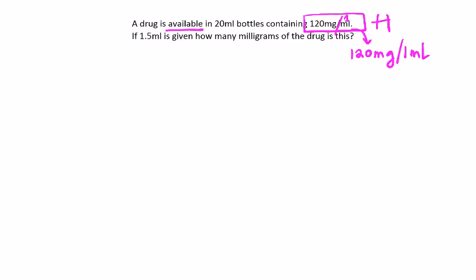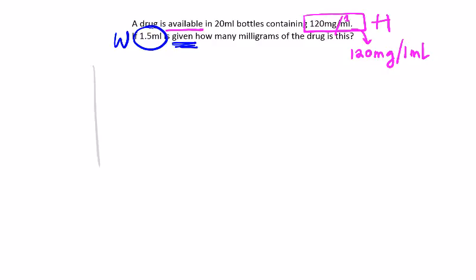So let's move on. If 1.5 ml is given, how many milligrams of the drug is this? If this is given, it means this is what was given to the patient. This is what the patient needed. This is what we wanted to give to the patient. So we can call that our want. It is a box method problem again, because we have a ratio, the pink ratio there, and the third quantity matches with one of those.